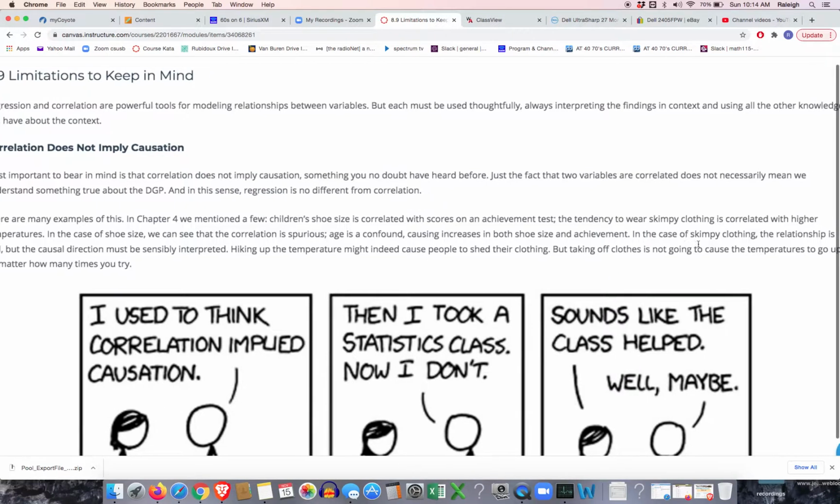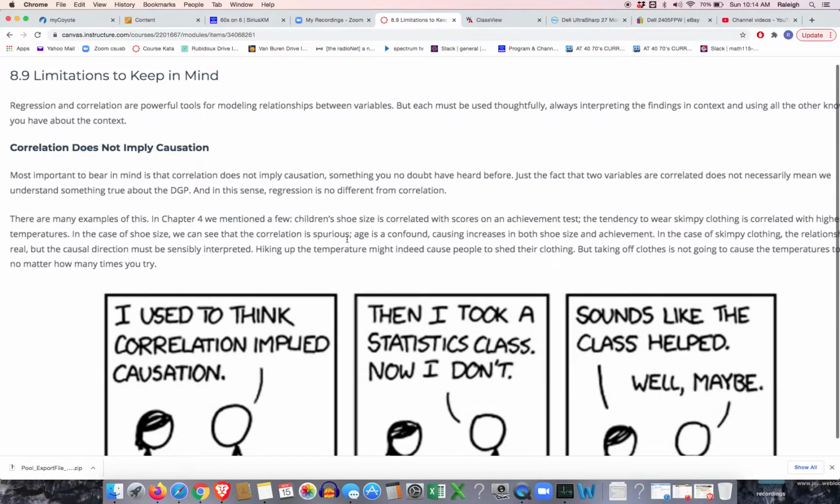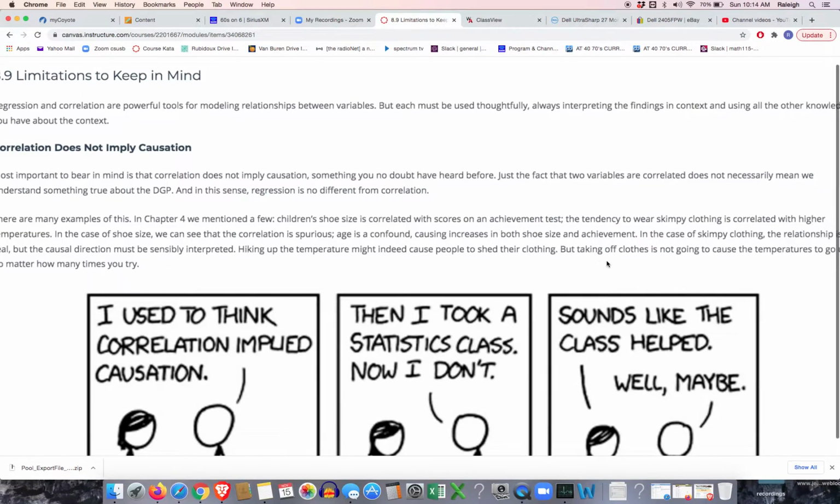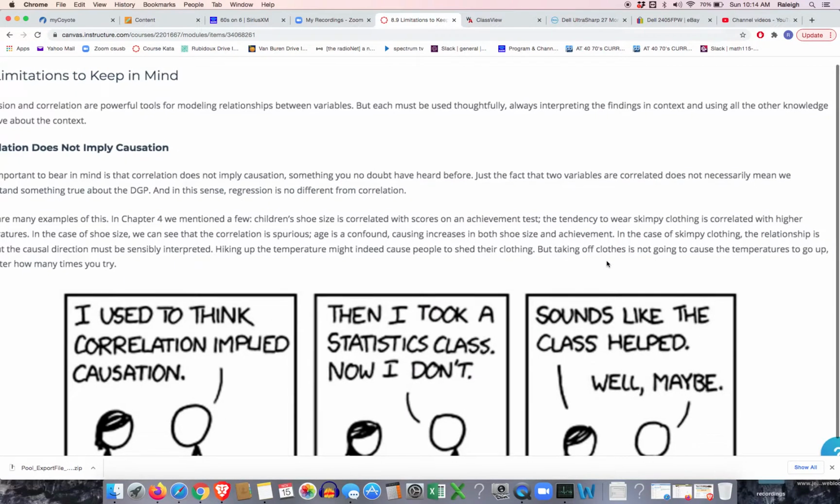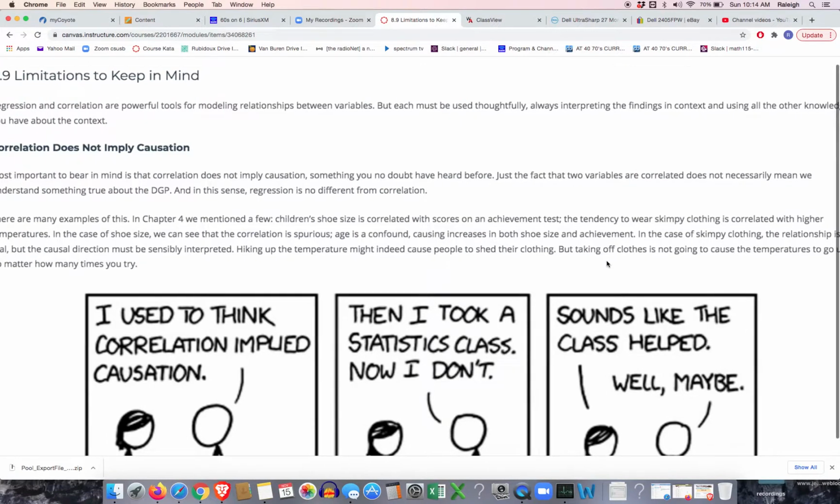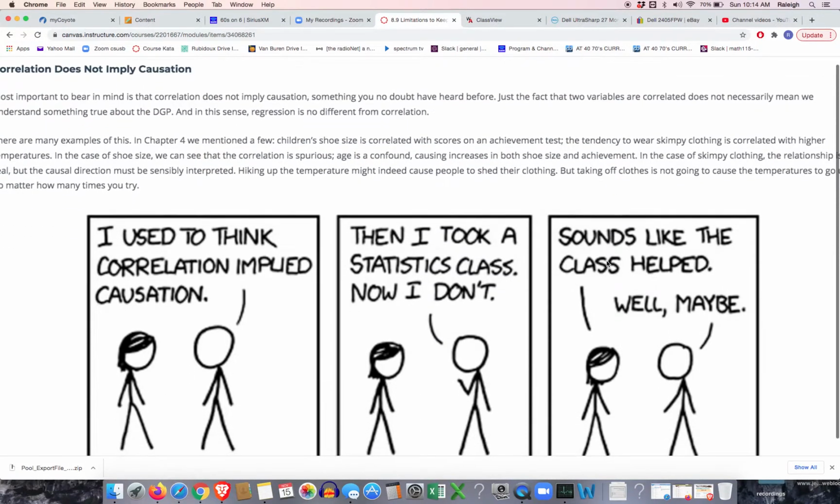Now, in the case of skimpy clothing, the relationship is real, but the direction must be sensibly interpreted. Hiking up the temperature might cause people to wear less clothing, but taking off clothes is not going to cause the temperatures to go up, no matter how many times you try. So that's not going to work.